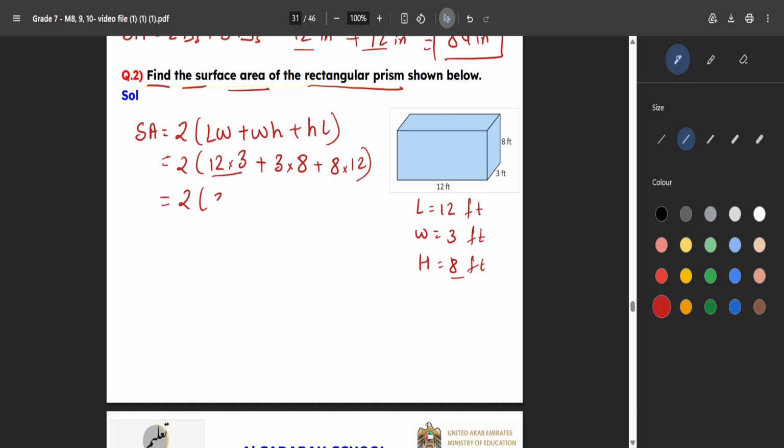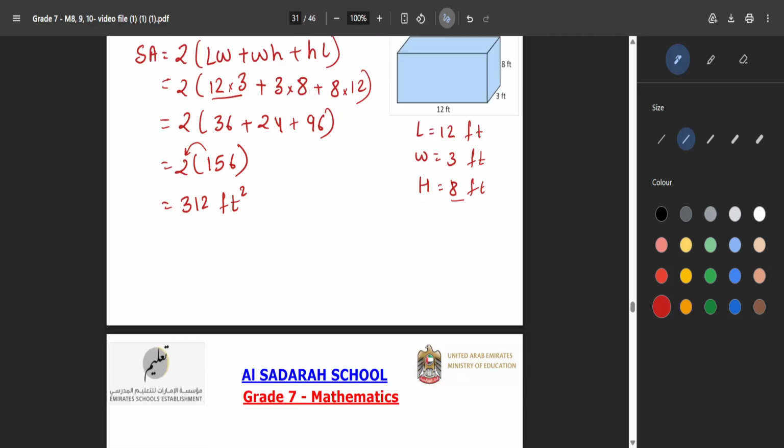12 times 3, 36. 3 times 8, 24. 8 times 12, 96. Now add them. 36 plus 24 is 60. 60 and 96, 156. Then multiply by 2. 156 multiplied by 2 will give you 312 feet square. So this is the answer. This is how you have to find the surface area of a rectangular prism.